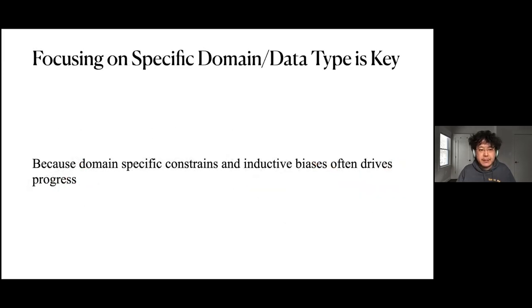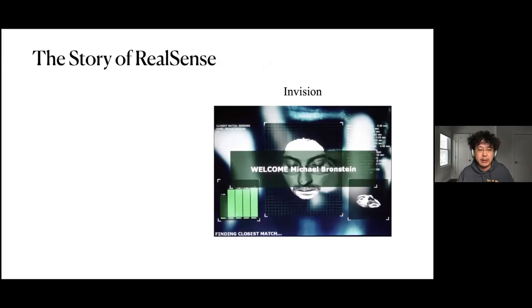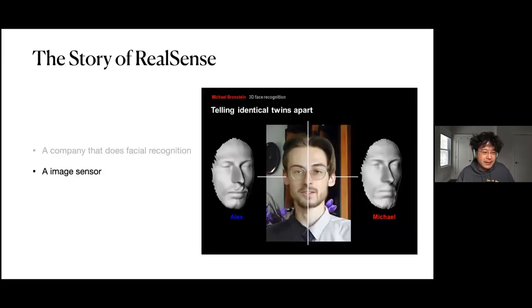And I think focusing on a specific domain data type is very crucial for making progress, because these domains do contain constraints and intuitive biases that drive progress. So I want to quickly go through the history of RealSense. It's a company that did facial recognition, started by Michael Bronstein. That was basically their task.